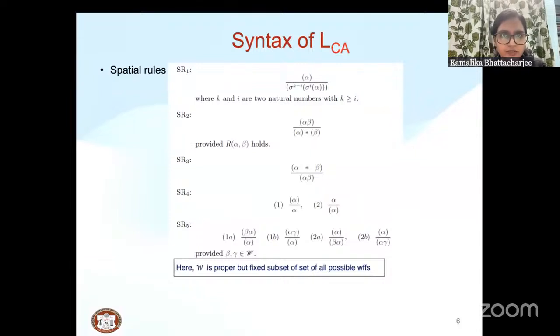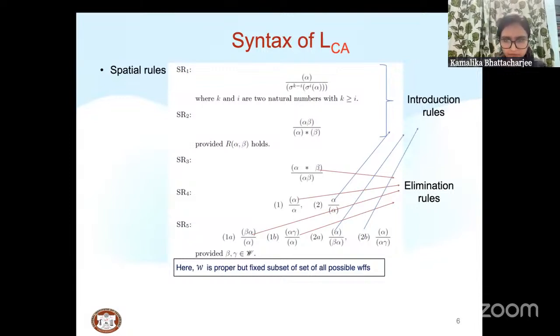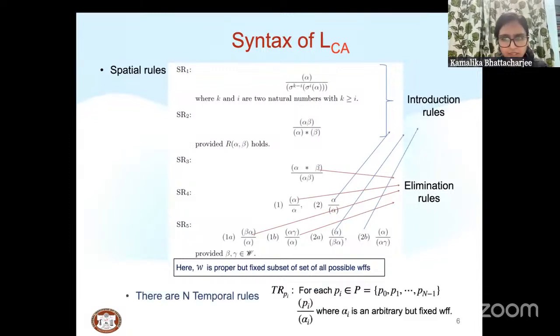So our spatial rules look like this. There are some introduction rules, where we are introducing new symbols into the formula. These are the introduction rules, and some elimination rules where we are removing something from the formula. And our temporal rules are where we are replacing one formula by another formula. So there are n temporal rules where n is the size of the propositional variables and constants.